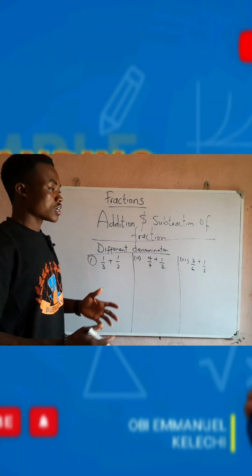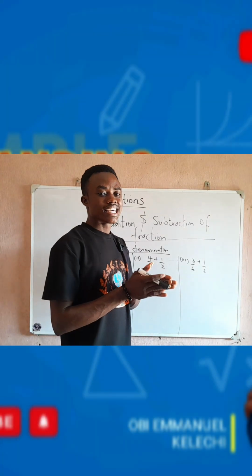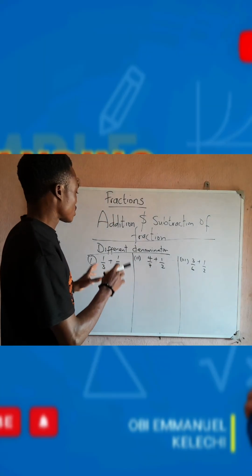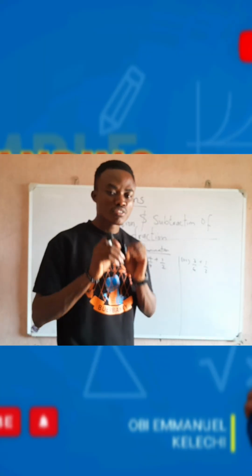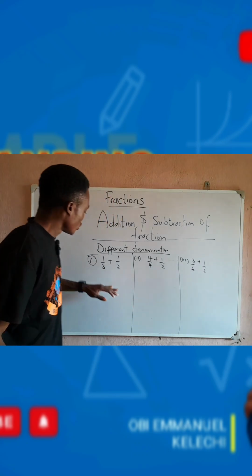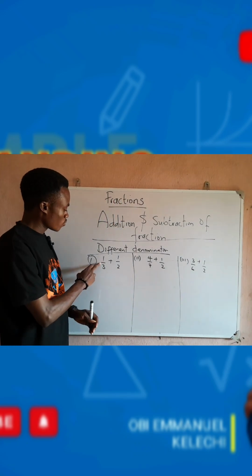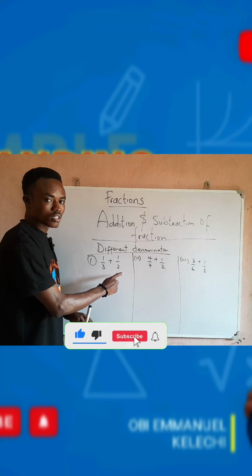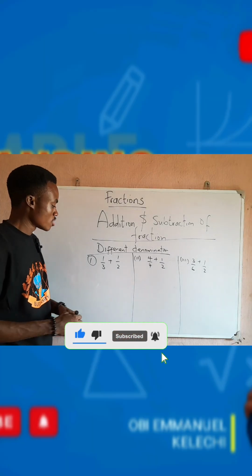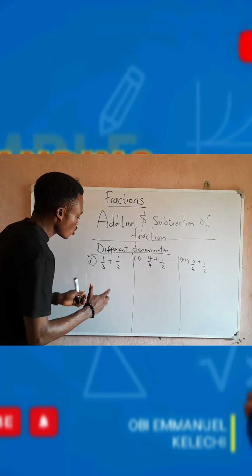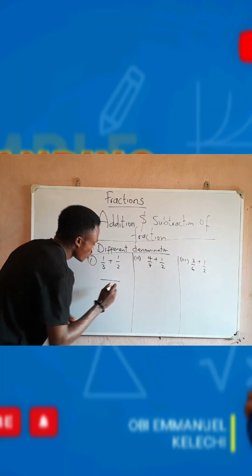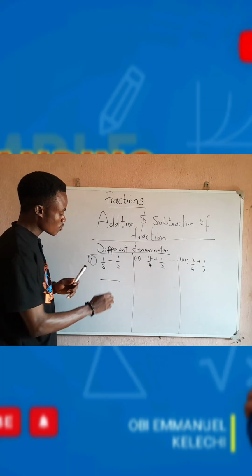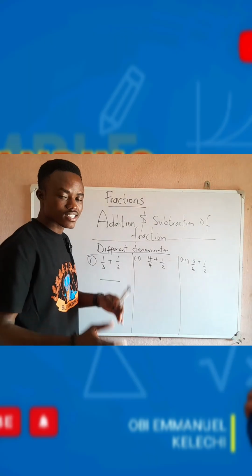Previously, we were talking about how to add with the same denominator. So now I'm going to be talking about how to add with different denominators. If you check here, you will see that this is 1 over 3 plus 1 over 2. They are different denominators. So what you will do is find the LCM of the two denominators. And the LCM of these two denominators is 6.